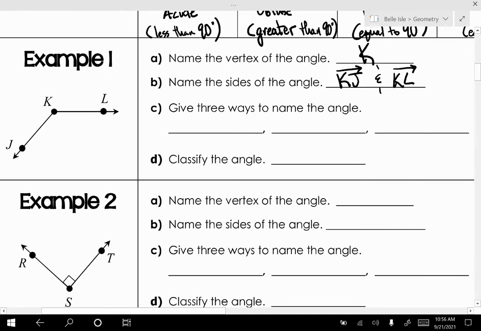Okay, here are 3 ways that you can name the angle. Okay, we can name it JKL with the angle sign in front. We can name it LKJ. And the other one is just angle K. Okay, so classify this angle. What does that mean? It's obtuse.